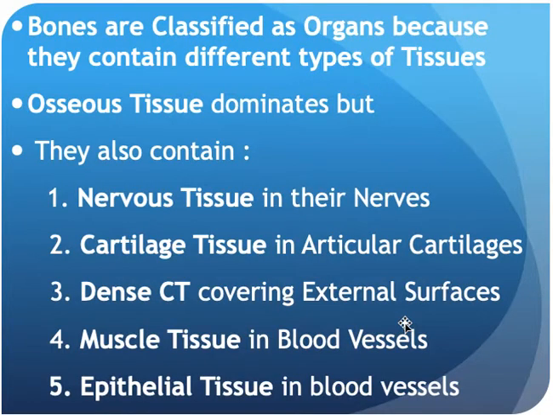So bones are classified as organs because they're going to contain different types of tissue. Okay, so we go back to our definitions of like what's an organ, what's a tissue, all those different little classifications. Osseous tissue or bone tissue is going to dominate, but they're also going to contain nerves, and we know that because when you break a bone, it's really, really sensitive and really painful, so you know there's a lot of nerves in there. They're going to contain cartilage. We saw this because we said we're going to cover the ends of the bones where they form their joints in hyaline cartilage to create these joints and create our movements. They're going to have dense connective tissue coverings on the external surface. We'll talk about that in a second.